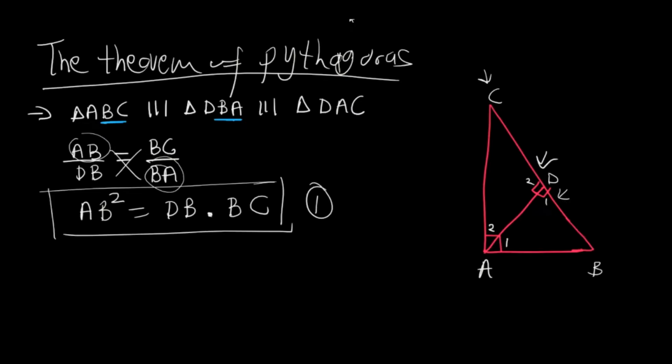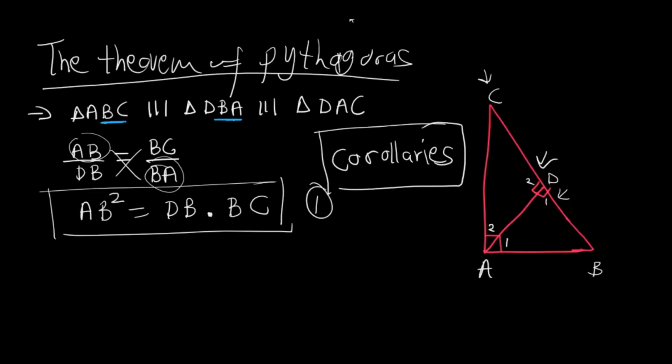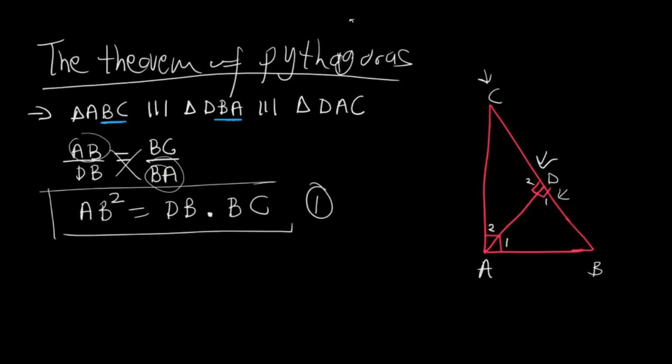Corollary, whatever it is that you pronounce it. I hope you guys know how to pronounce this thing. It's actually spelled like this, corollaries. I don't know why I'm struggling to pronounce it correctly. So we have developed one of them, right?